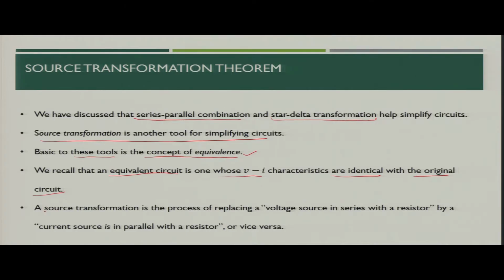Now, what is source transformation? Source transformation is the process of replacing a voltage source with one resistor in series by a current source with one resistor in parallel, or vice versa. That means one voltage source in series with one resistor can be replaced by one current source in parallel with the resistor, or a current source in parallel with the resistor can be replaced by a voltage source in series with the resistor. So, how will we do it?